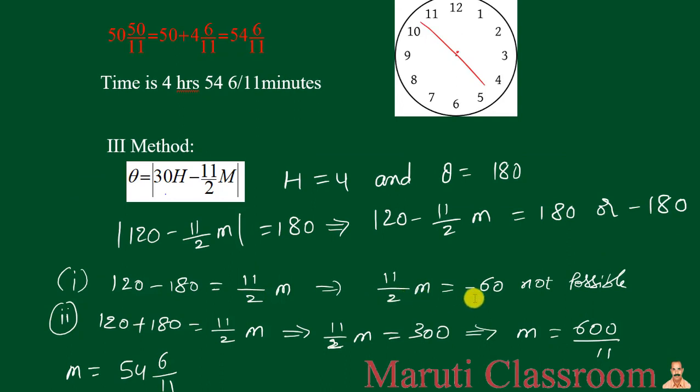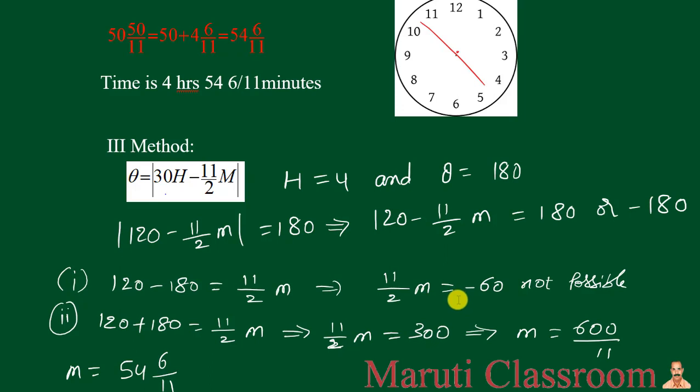From this, 11 by 2 m equal to minus 60. So we got a negative value for m. It is not possible. The m value should be between 0 and 60. If m is less than 0 or more than 60, neglect that case. Because here m is negative, I am neglecting this case. This case is not possible.